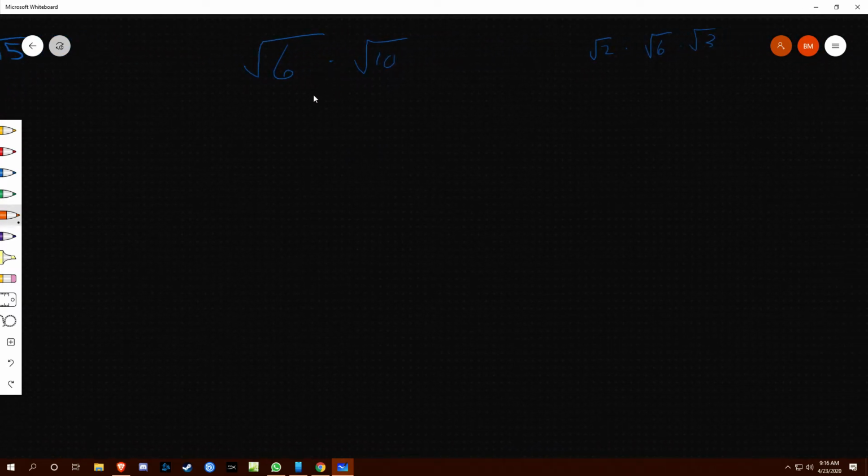6 times 10, so I'm just going to change this to square root of 60. Now, how do I simplify the square root of 60? Just like I've done all the way, it's going to be 1 and 60, 2 and 30, 3 and 20, 4 and 15, 5 and 12, 6 and 10. I think that one's going to be it.